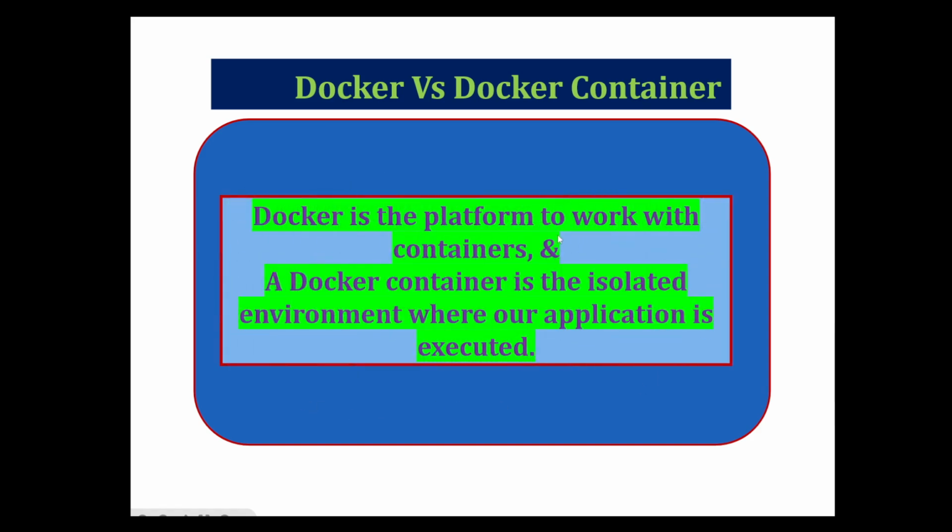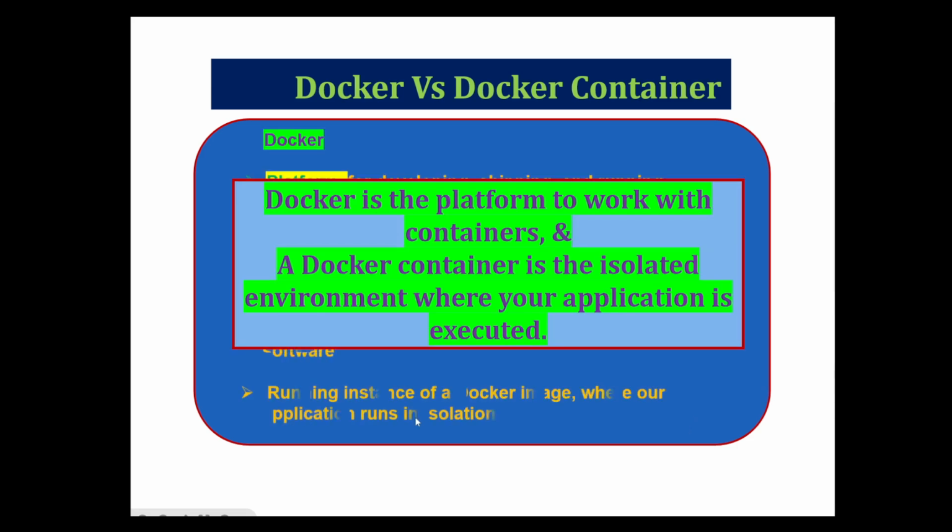In short, Docker is a platform to work with containers, and a Docker container is an isolated environment where our application is executed. A Docker container is a running instance, an isolated environment where our application is executed. This is enough to understand the difference between Docker and a Docker container.